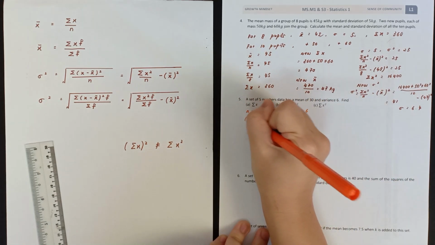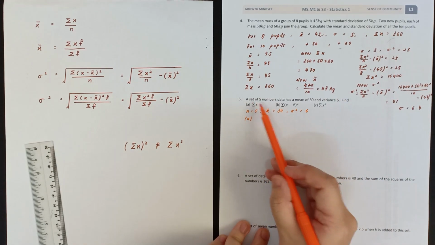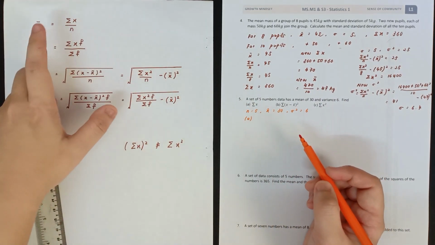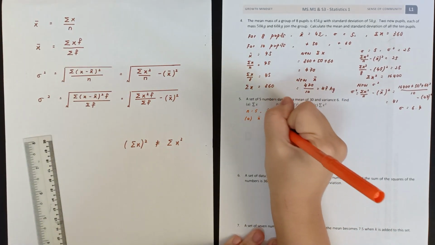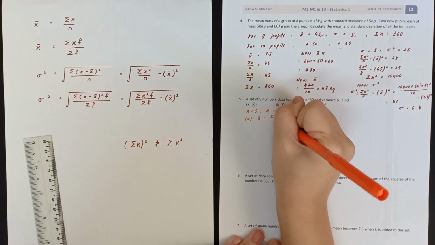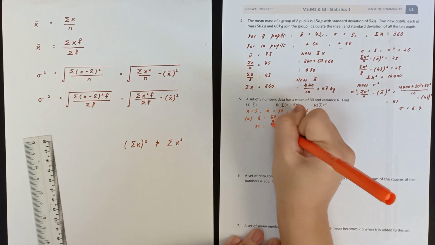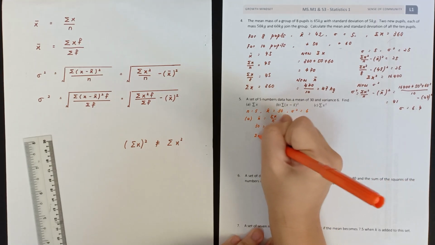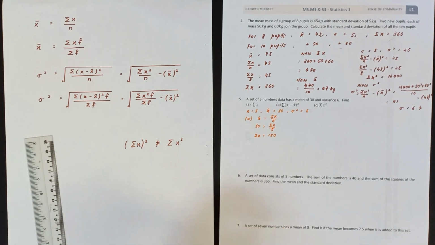For part A, you need to find the sum of x. With these 3 pieces of data, how can you find the sum of x? It's basically the formula for the mean. So mean equals sum of x divided by n. So 30 equals sum of x divided by 5, which will give you sum of x equals 150. Easy, right?